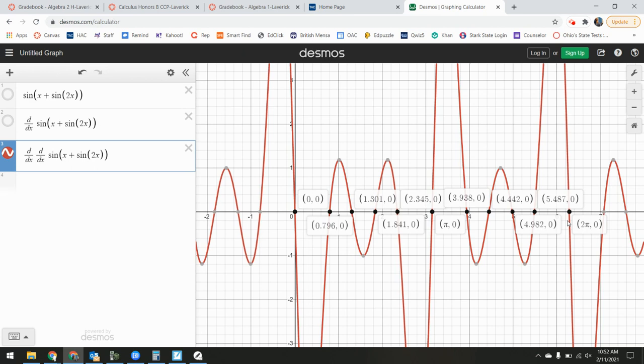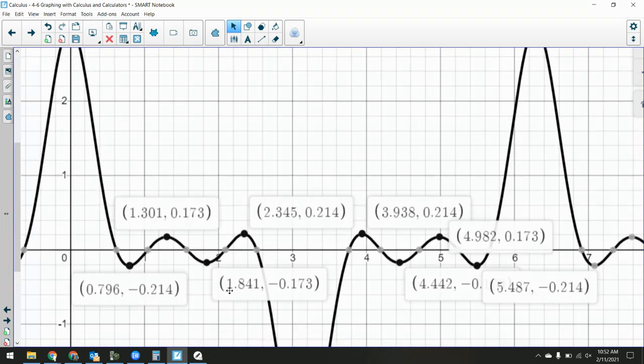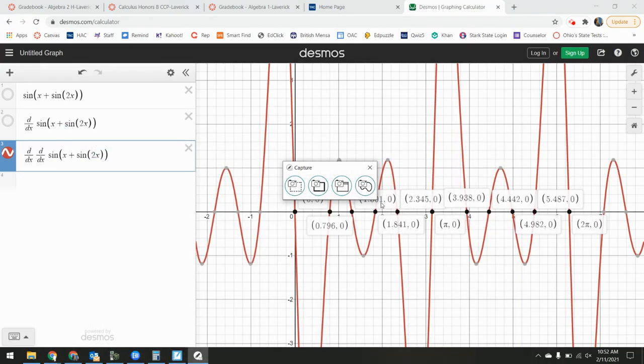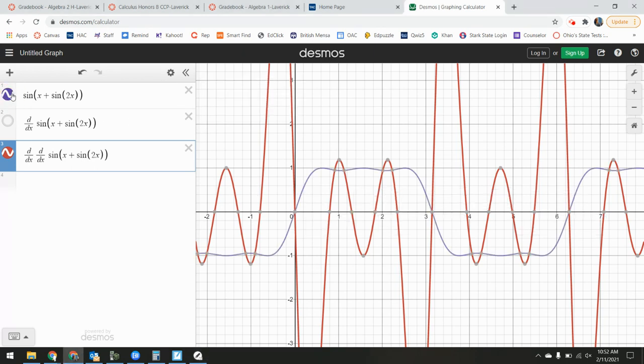There you go. And then we screenshot that and you show that those x values are the same as what I showed here. Let me just show that there. 0, 1.3, 0.79, 1.3, 0.79, 1.3, and so on. Okay. And I can relate that back to my original graph. I overlaid that graph with the graph of the original.